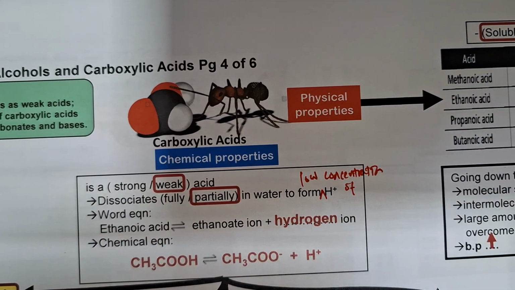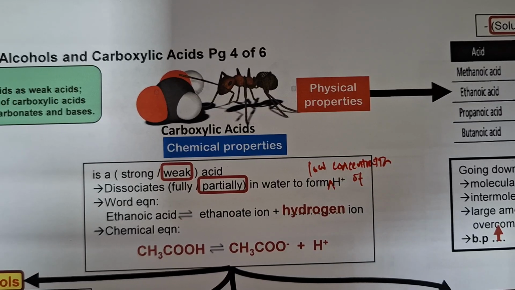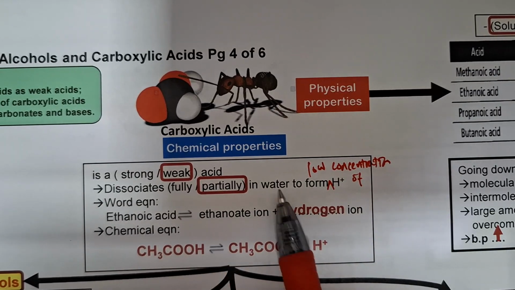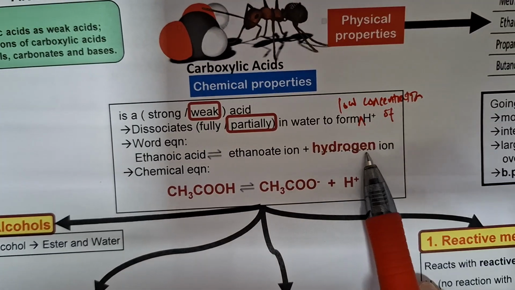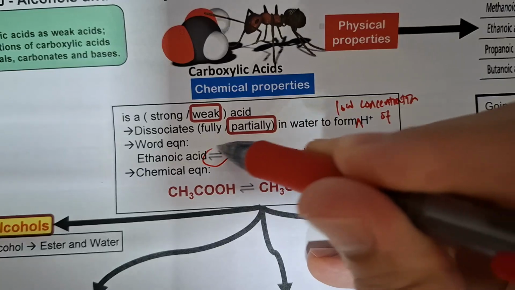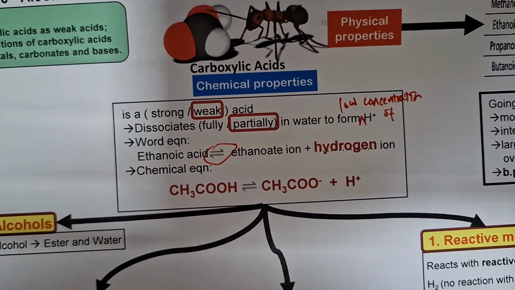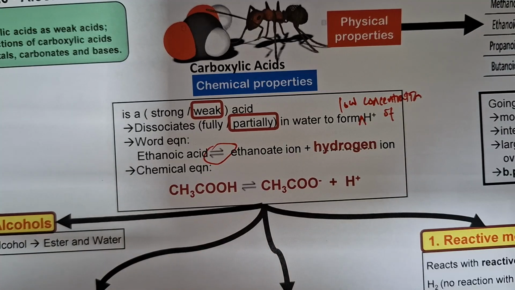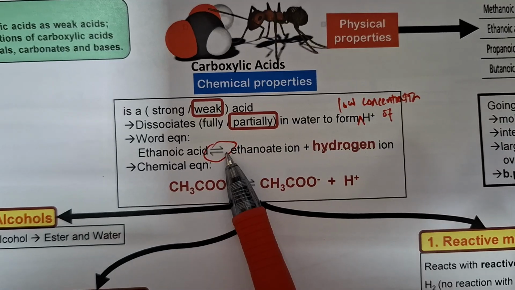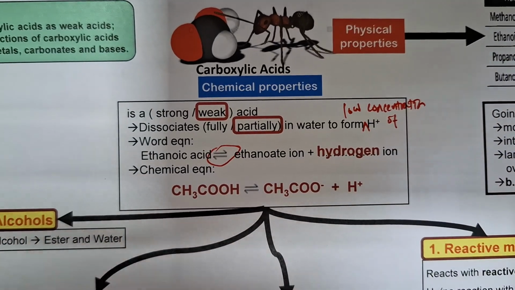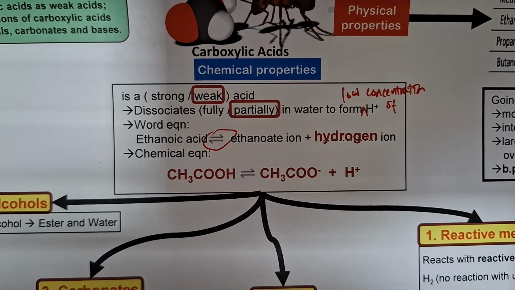Unlike HCl, H2SO4, HNO3, all of them are strong acids, so they ionize fully in water to form a high concentration of hydrogen ion. Okay, so this symbol here means ionize partially. It means only some of the carboxylic acid molecules would dissociate or ionize to form hydrogen ion. So most of them remain as molecules, some dissociate.